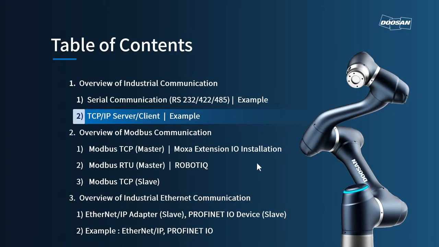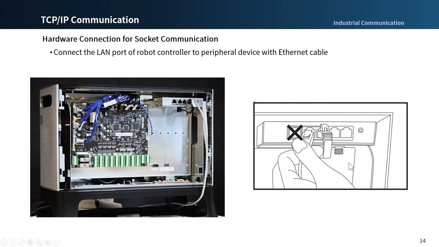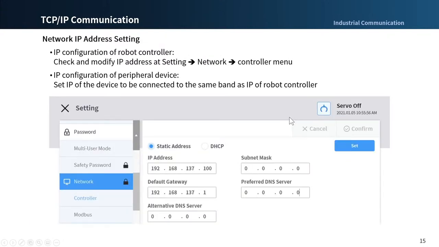Okay, and next chapter, I want to introduce the TCP/IP server and client function. Connect the external device to the LAN port of the router of the robot controller. When connecting to one port, communication may not work normally. In the setting page, you can check and modify the IP address information of the robot controller in network. In general, IP addresses should operate in the same network area as the device to be connected. Detailed IP address allocation information needs to be confirmed with the person in charge of the network at the press to be built.